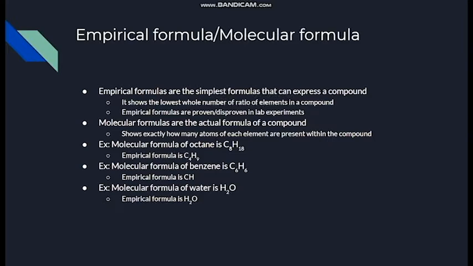Taking a look at benzene, which has a molecular formula of C6H6, its empirical formula is going to be CH because both sixes are divisible by 6 to give you 1. This is why the empirical formula is going to be CH, however, the molecular formula is different.